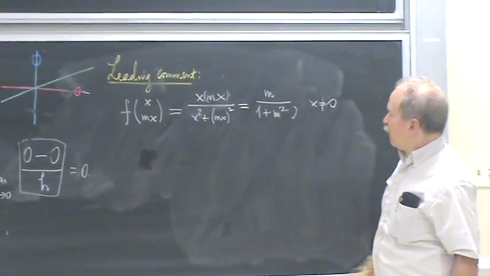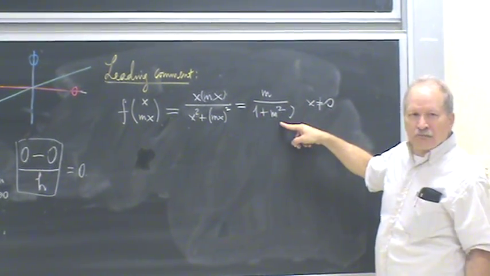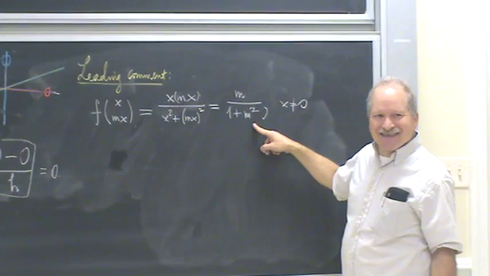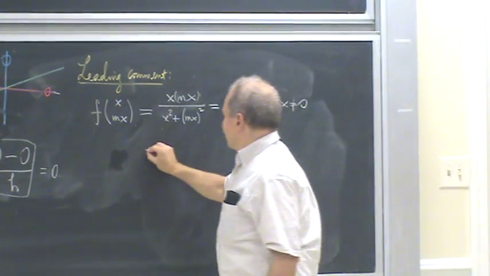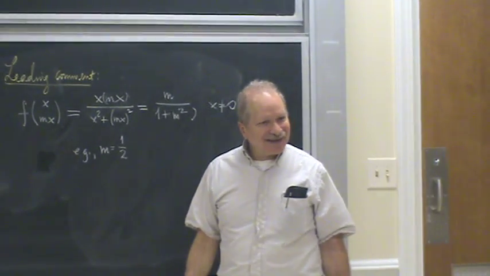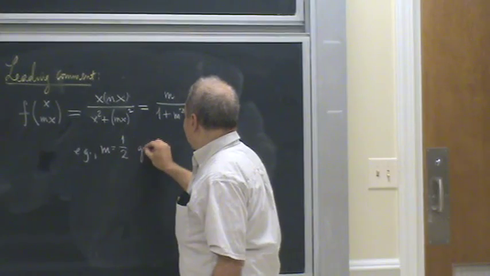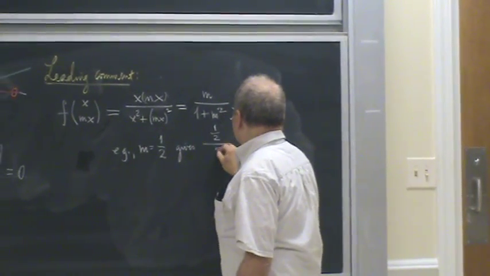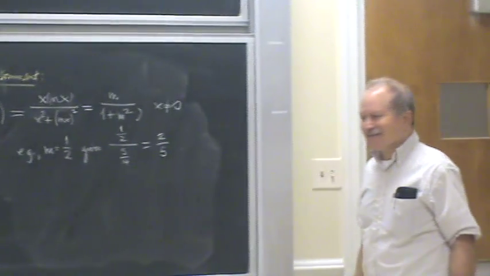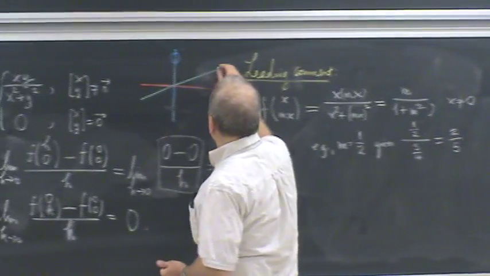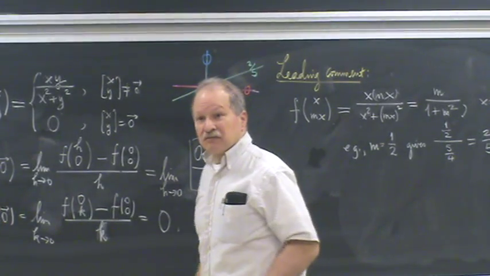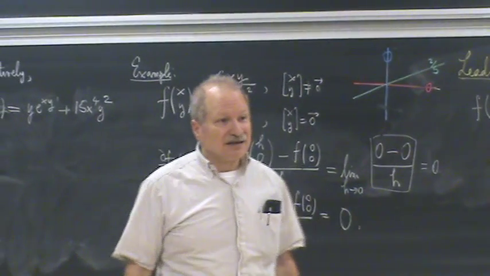For example, when m is a half, what do I have here? That's too hard for you guys. 5/8? No. 5 over 4. Excuse me, a half isn't a real number? Not an integer. Yeah, it's 4 over 10. So on this line of slope a half, the function is 2/5 there, and then 0 at the origin. Not very continuous, is it?